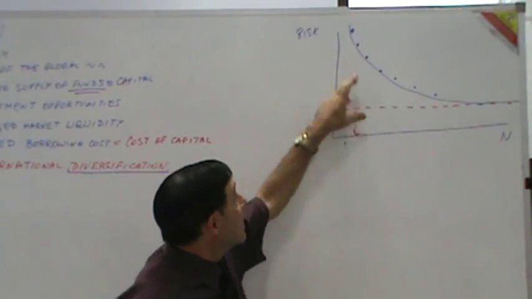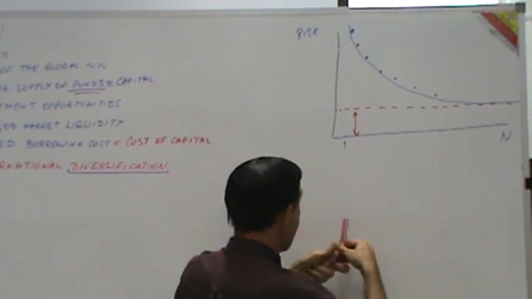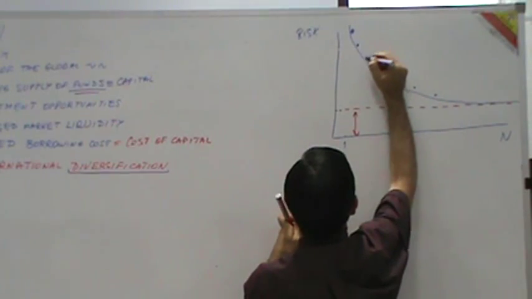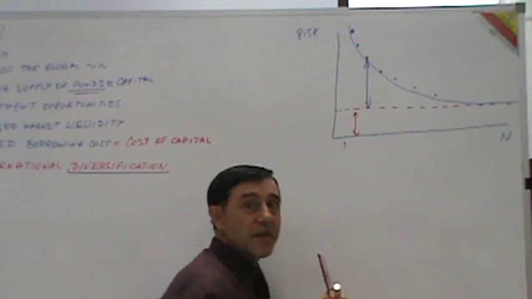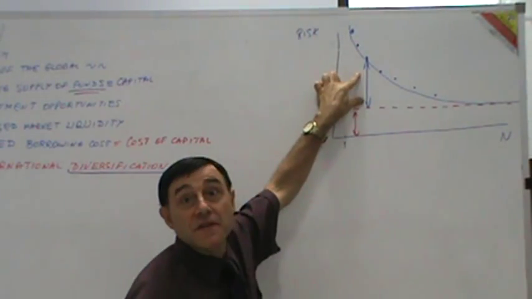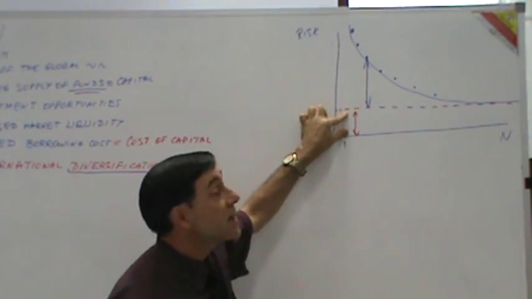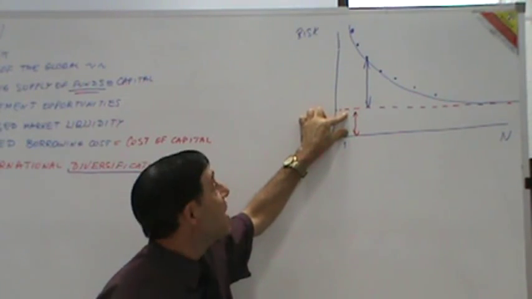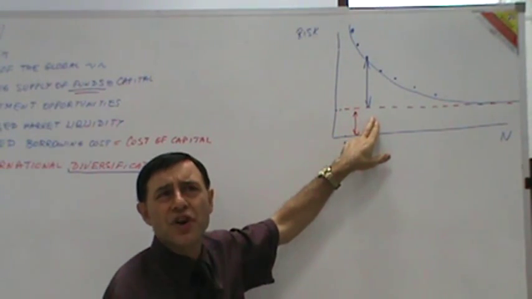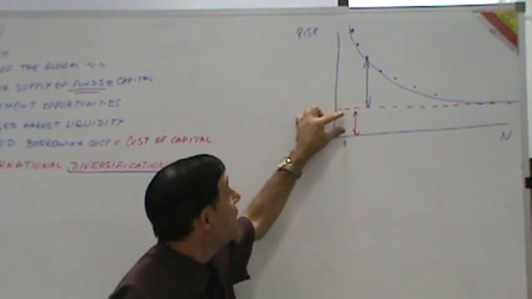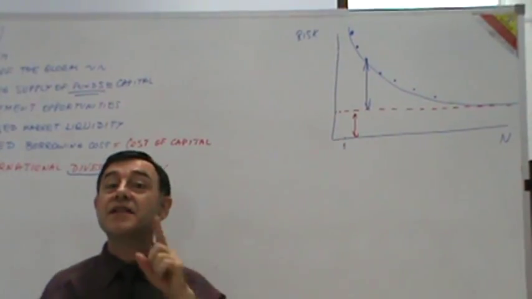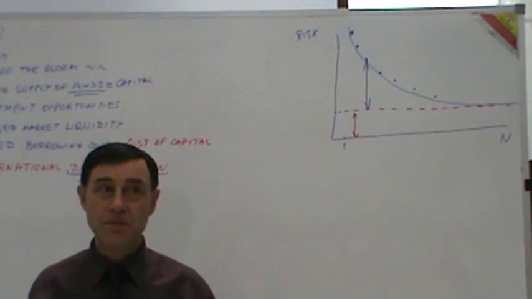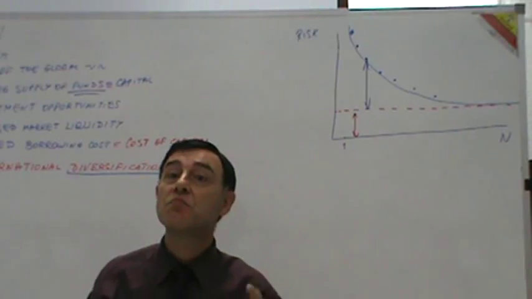This risk over here, from here to here, is called diversifiable risk, and this is non-diversifiable risk. You can increase the number of stocks to 30, 40, 50, 100, 1,000, 10,000, you're not going to reduce this risk. Well, that's if you invest in the US market or if you invest in the British market.